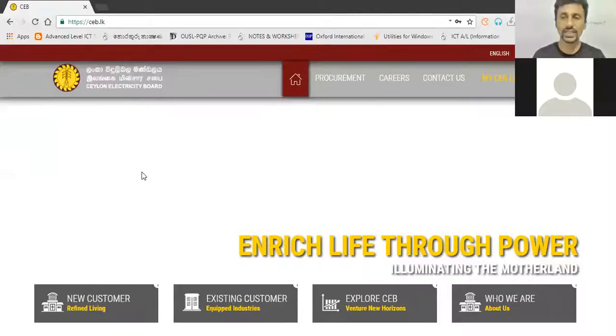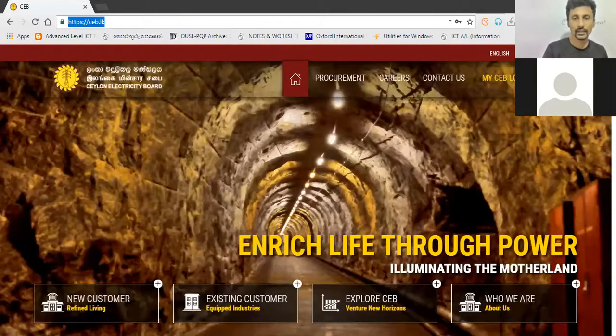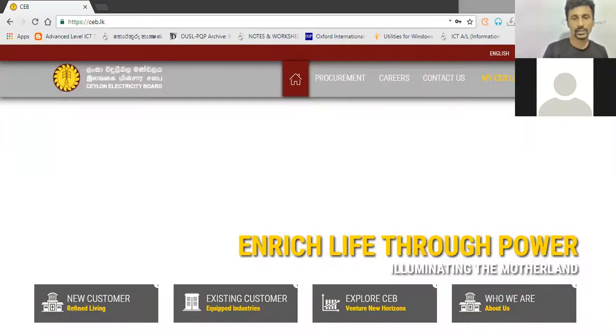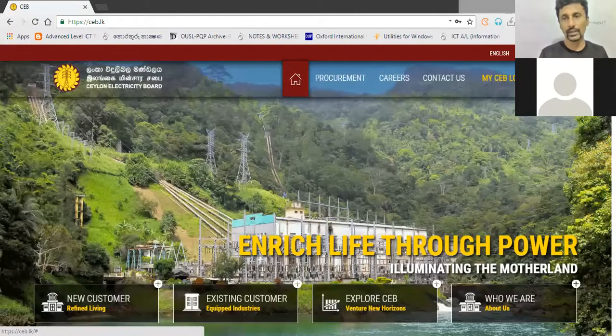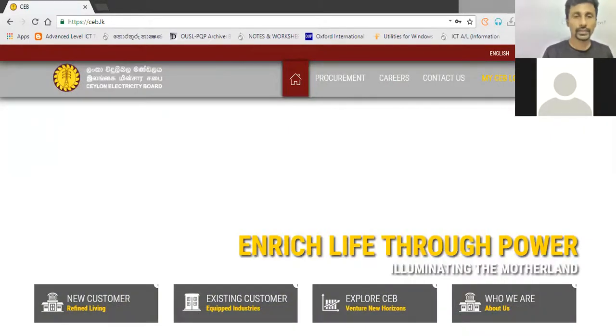If you go to this website, this is a service provided by the government to the citizens. So what is the service? You can pay your electricity bill through this website. First you have to create an account. New customer, you have to create an account. After creating that, you can pay your electricity bill through this website. So that is a service given by the government.